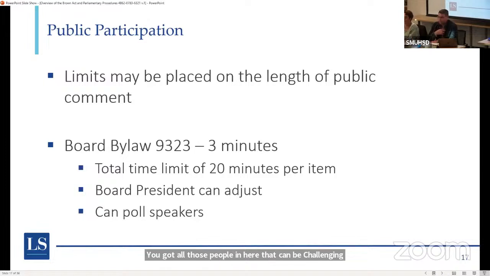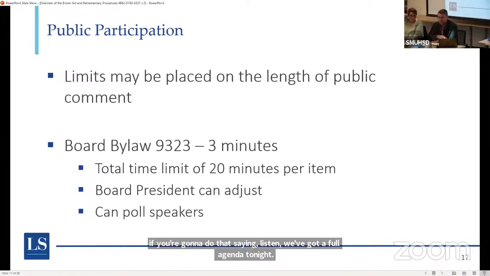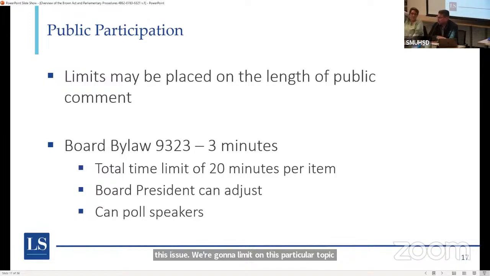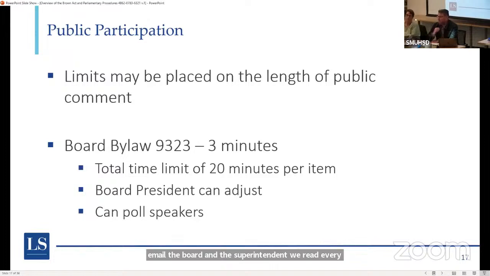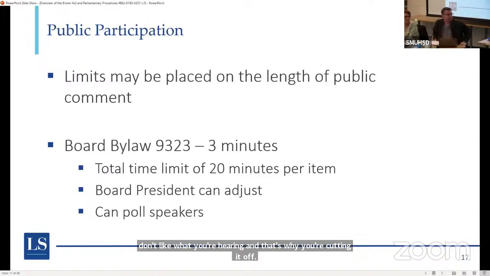So I would recommend not cutting it off as it's rolling, but recognizing the room right away and, if you're going to do that, saying, listen, we've got a full agenda tonight. I know there are many of you here that want to speak on this issue. We're going to limit this particular topic to 20 minutes. If you have more comments to offer, please email the board and the superintendent. We read every single email, and so on and so forth. But to cut it off like that, you can be accused of not liking what you're hearing, and that's why you're cutting it off. We've also started to say, I'll only take the first 20 speakers.